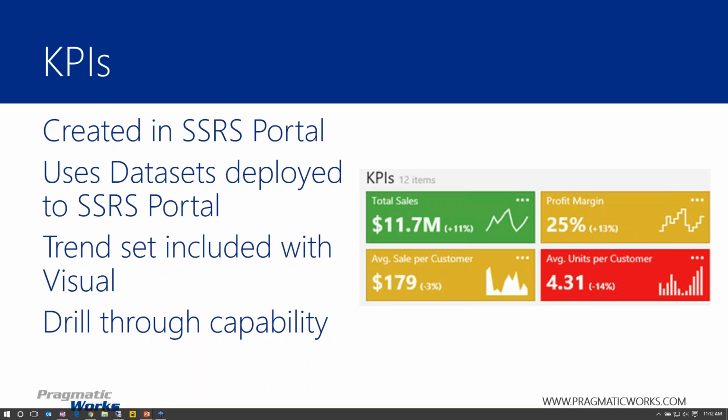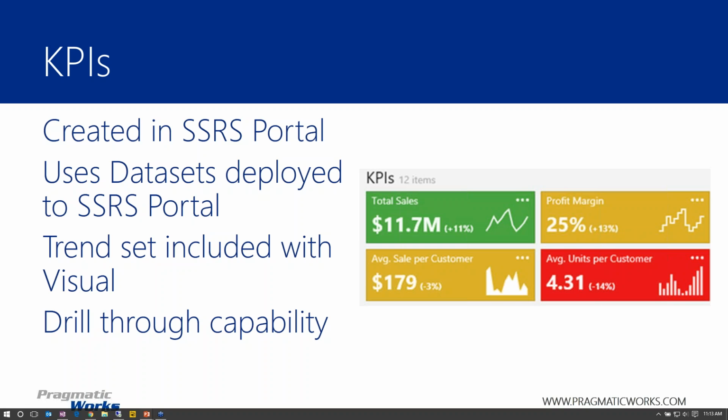So KPIs, this is another new report type that we just went over a few minutes ago. These again are created in the SSRS portal, so we're not going to use either of the two tools to create the actual KPIs themselves. They're again going to use datasets that have already been deployed to the SSRS server. So we're going to have datasets out there. Once those are out there, there's, we could call it a wizard, within the SSRS portal that we can use to create these KPIs. And you can see from the screenshot, these are supposed to be a heads up.